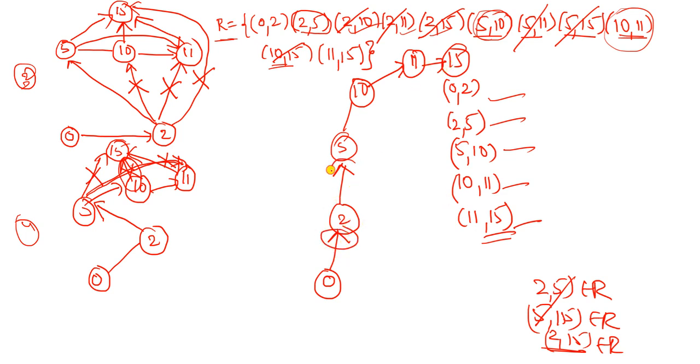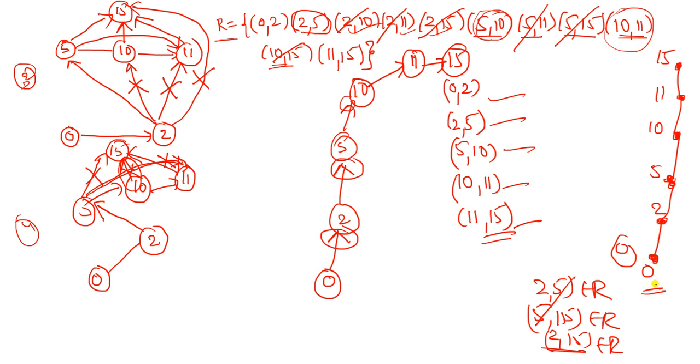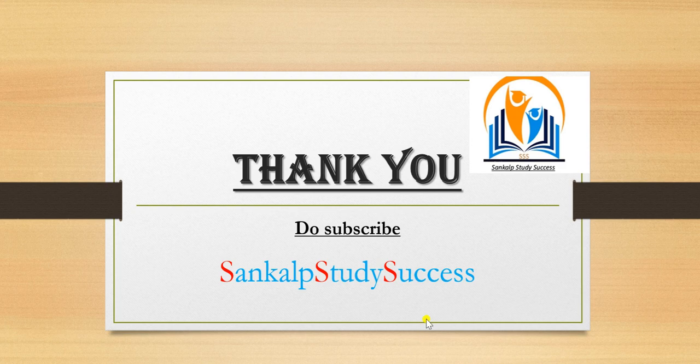We have to remove the arrow marks, remove all arrow marks. So finally what do we get? 0 to 2, and from 2 to 5, and 5 to 10, and from 10 we have 11, and from 11 we have 15. Like this you have to draw the Hasse diagram. Simple. Follow the step by step procedure clearly so that you can easily get the Hasse diagram.